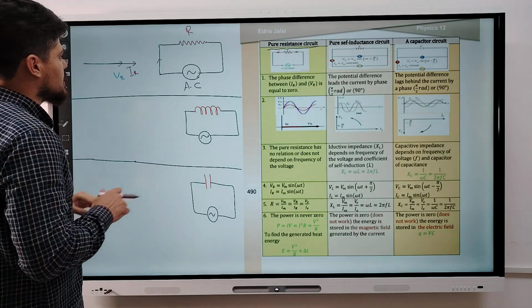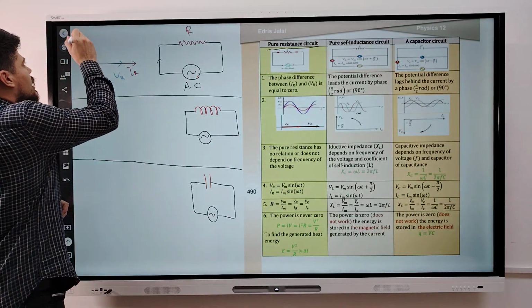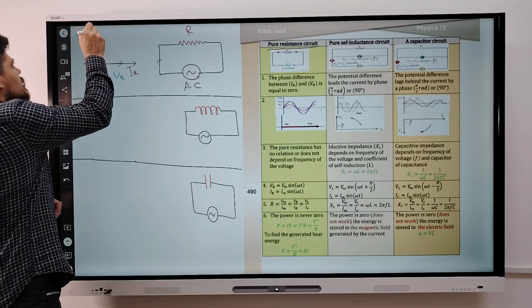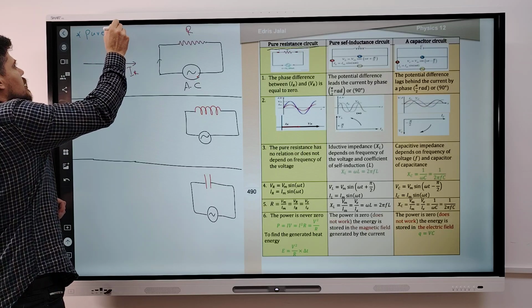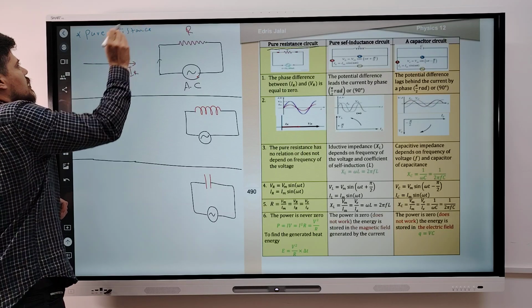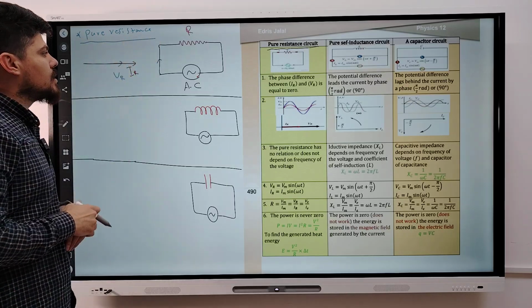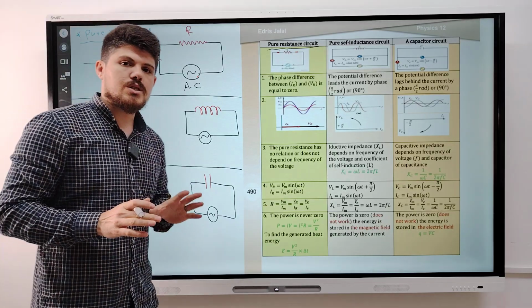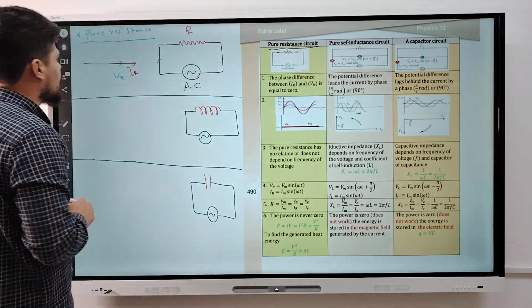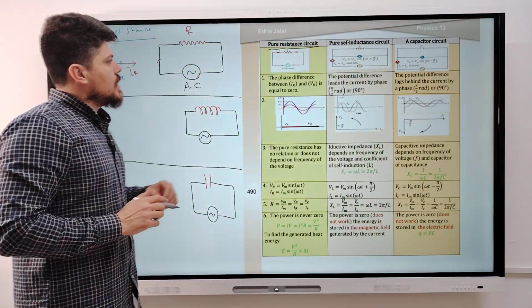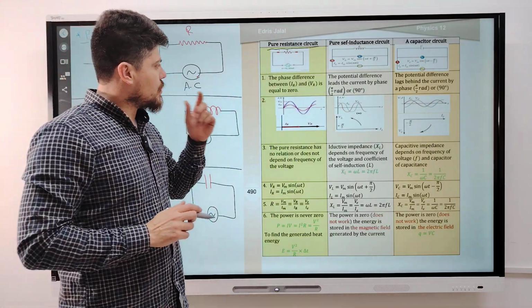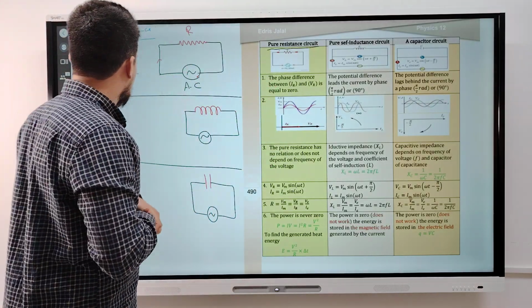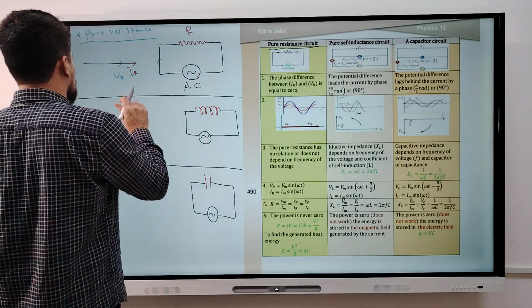Okay, so we can say that in pure resistance, the phase difference between the current and potential difference is zero. The phase difference is zero, and both the voltmeter and the ammeter are increasing or decreasing together.